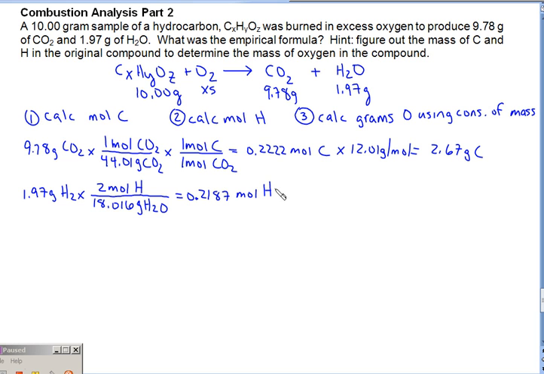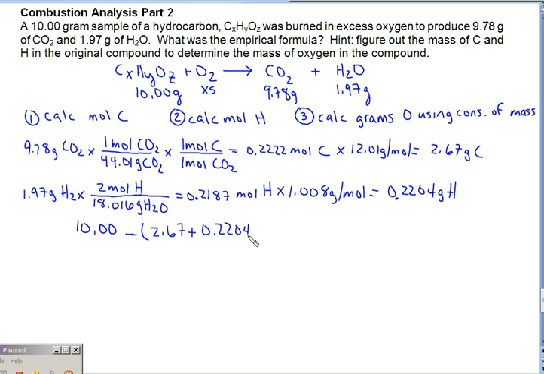And we're going to multiply this by the molar mass of hydrogen. And we have 0.2204 grams of hydrogen. So we know that we've got 10 grams of our original compound. That's from up here. We're going to subtract the amount that's due from the carbon and from the hydrogen. And we end up with 7.11 grams of oxygen.